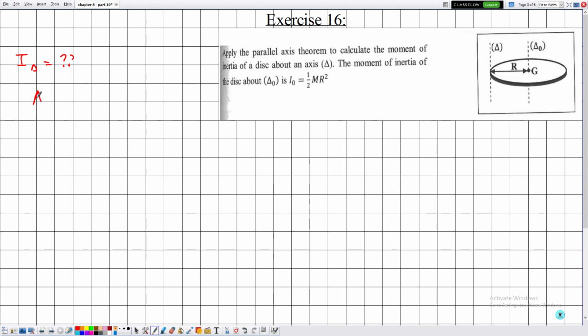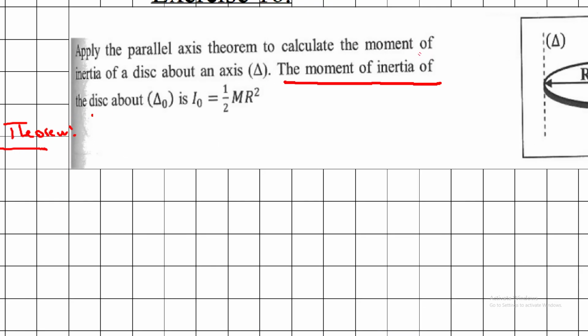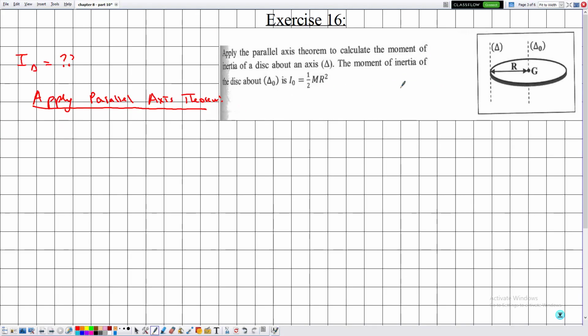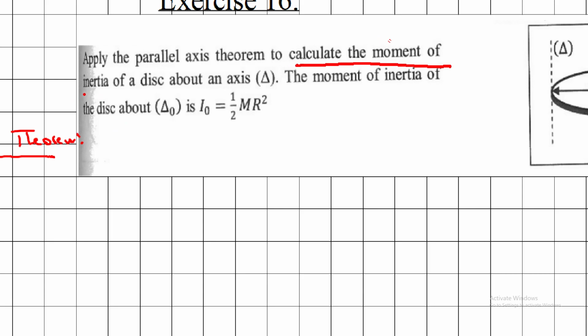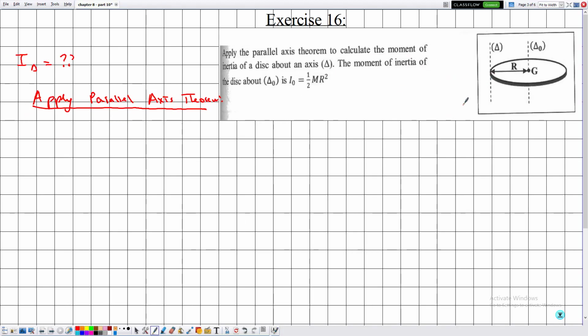So apply the parallel axis theorem. Notice that here they are being very specific: the moment of inertia of the disk about delta 0, and this is delta 0, but actually we are interested in calculating the moment of inertia of the disk about the axis delta, not delta 0. So we are interested in determining I delta. I delta is related to I delta 0 by the parallel axis theorem.